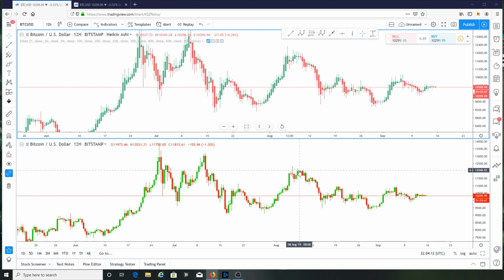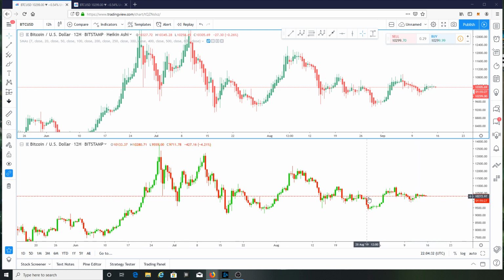One other small thing to note is the price differences between the two candles. This is the same chart, both Bitcoin, both on the 12-hour time frame, and both on the same exchanges, but you just see a difference in the prices.